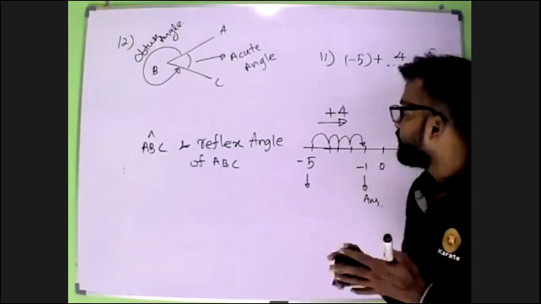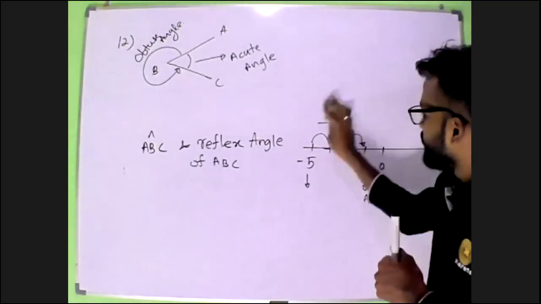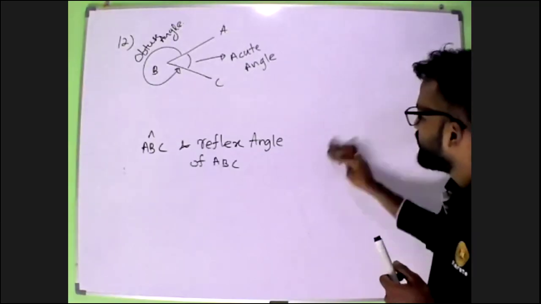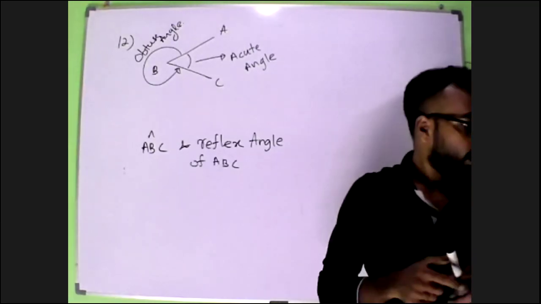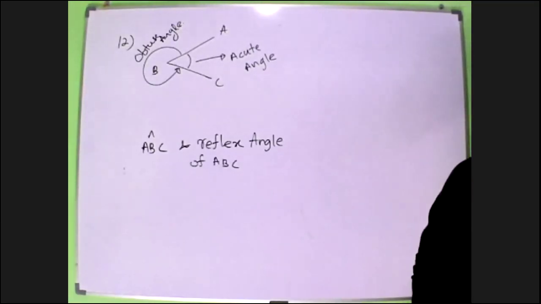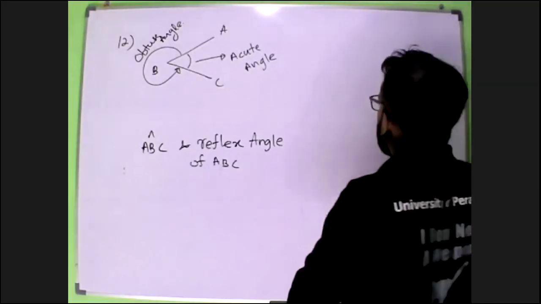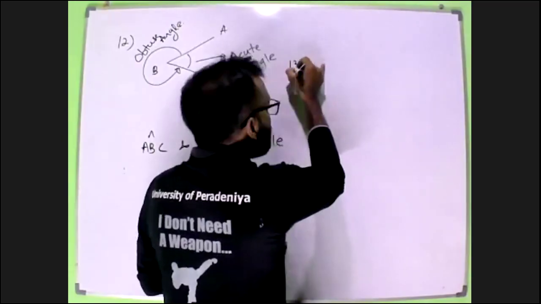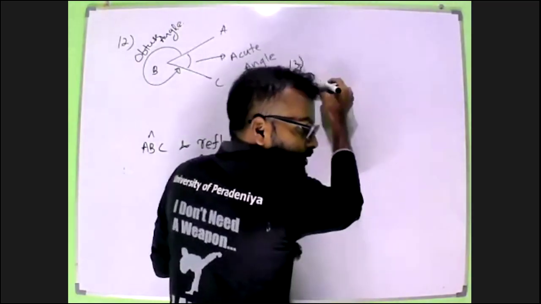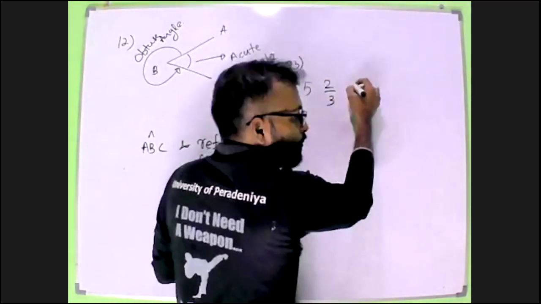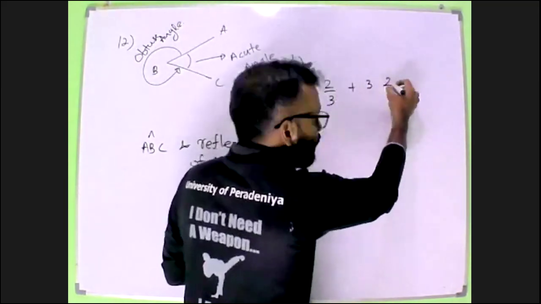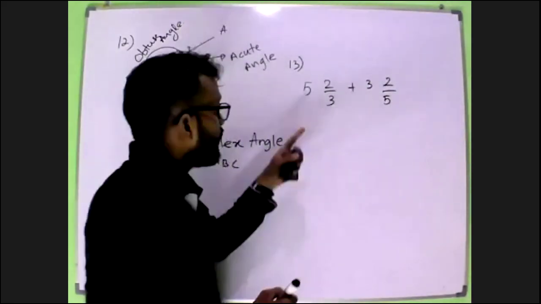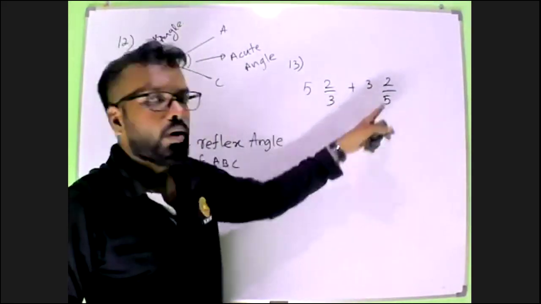Now I have a fraction. So this is where we started our first class lesson in the second term. 13th question. So very basically, the question number is 13. 5 and 2 upon 3 plus 3 and 2 upon 5. Yes, 5 and 2 upon 3 plus 3 and 2 upon 5.